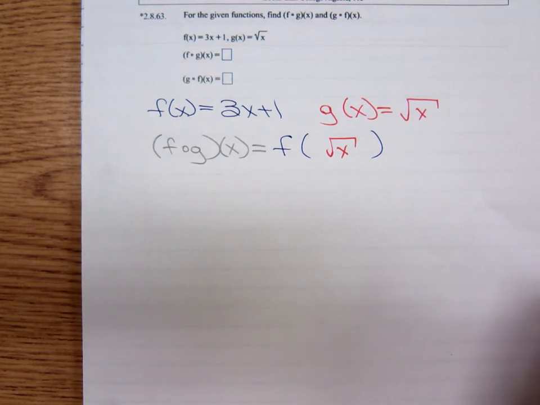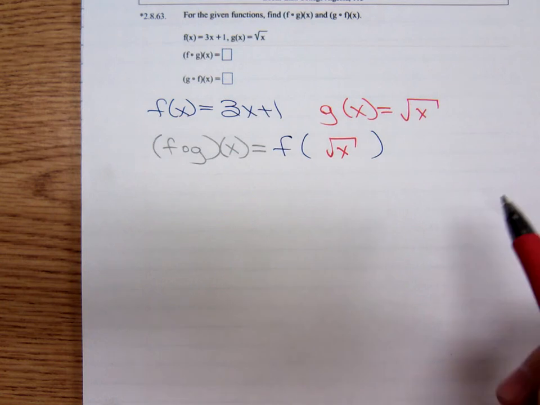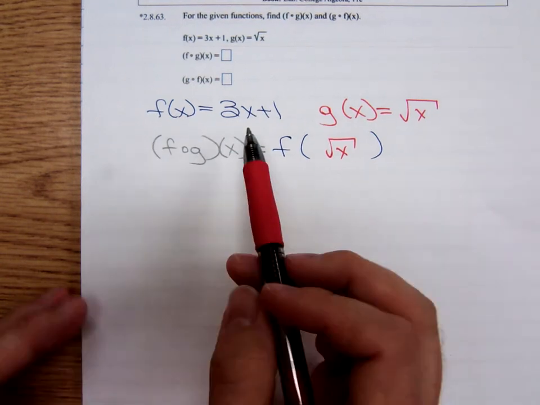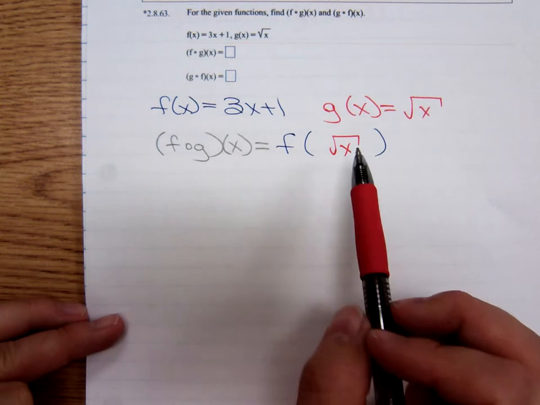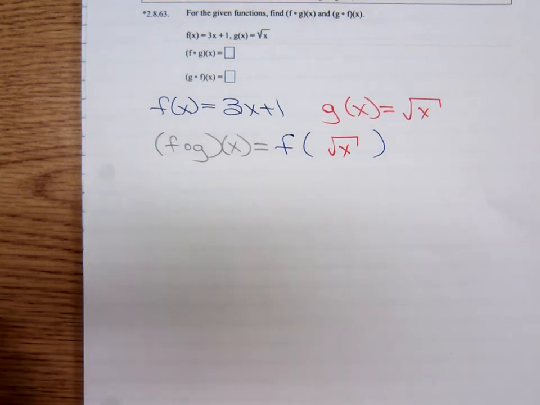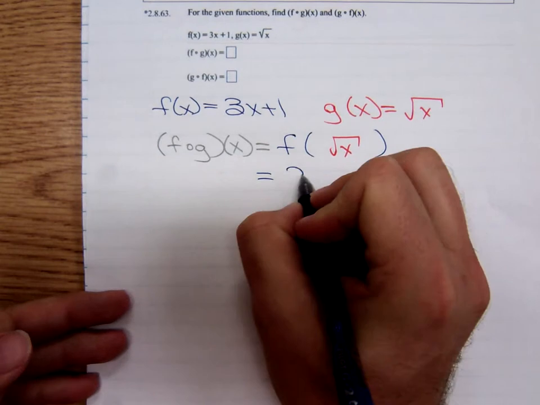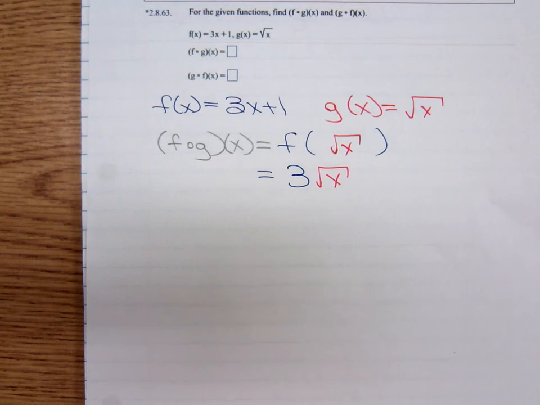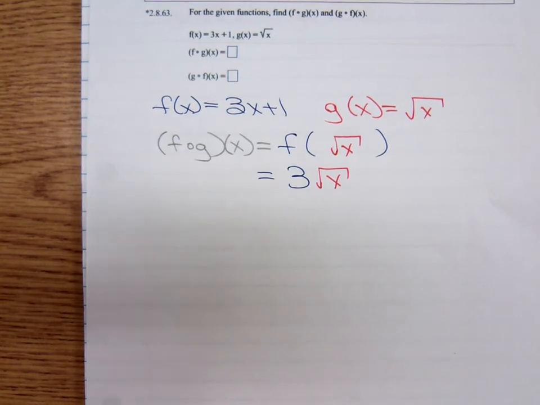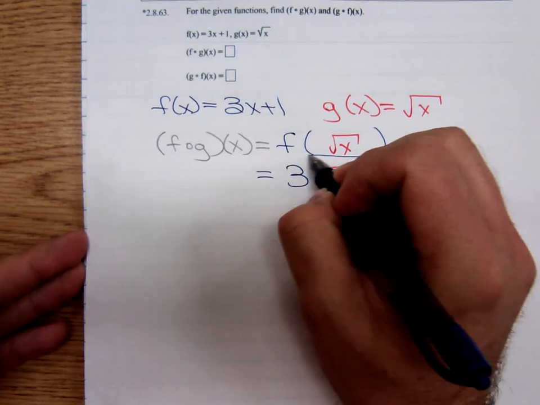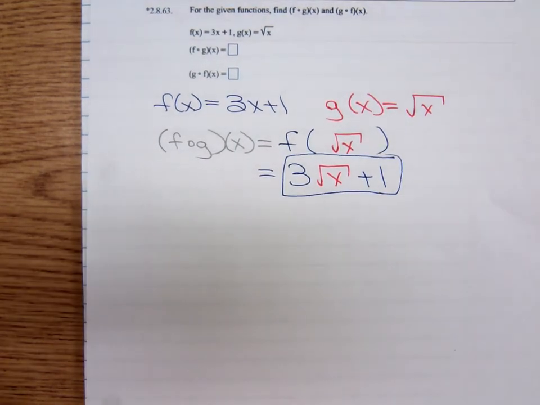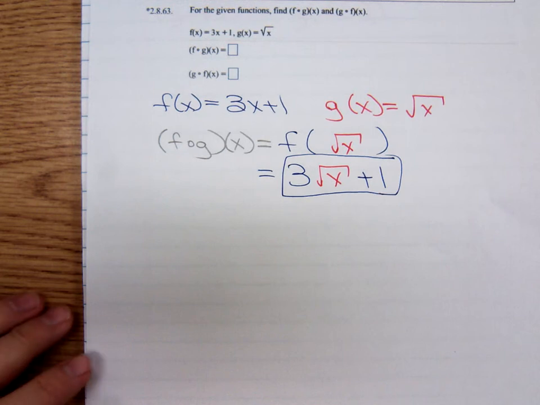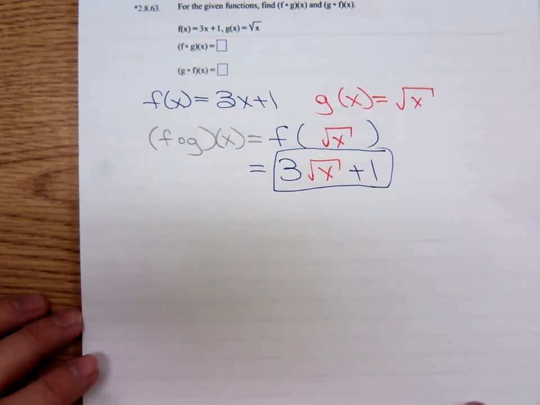Go to the function f of x, and wherever you see a variable, you're going to plug in the square root of x. So we're going to get 3 square roots of x. And is that it? We still have the plus 1. That's right. Any questions there?